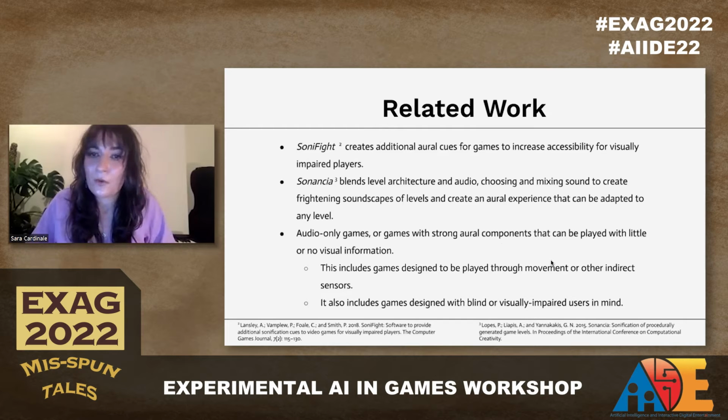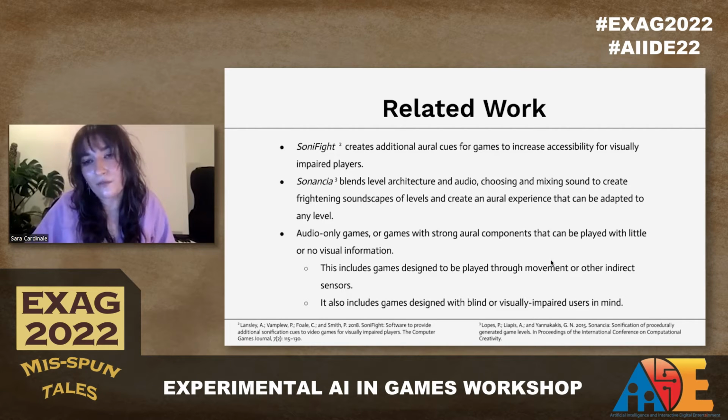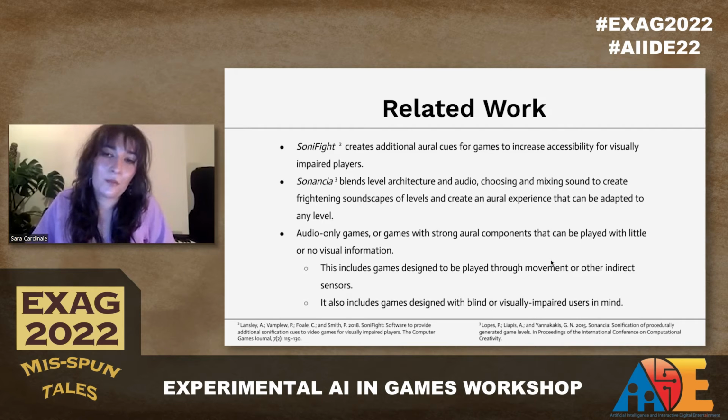Some related work in this area includes Sonified and Sonation. Sonified creates additional oral cues for games to increase accessibility for visually impaired players, while Sonation blends level architecture and audio, choosing and mixing sound to create frightening soundscapes of levels. Audio-only games are another important example of related work. These type of games can be designed to be played through movement, or they can be games that are designed with visually impaired users in mind.